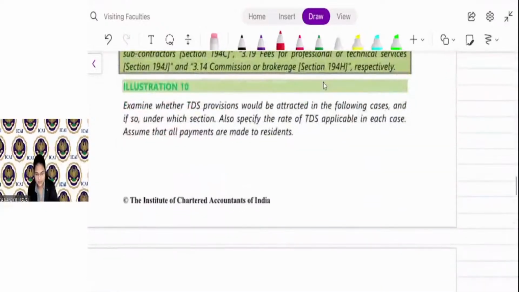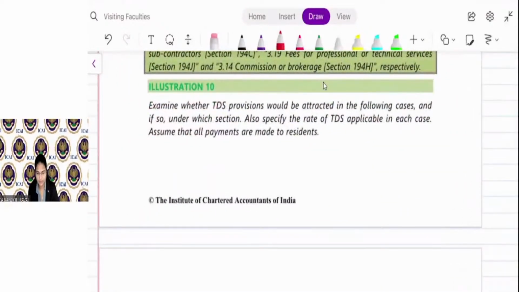So let us discuss illustration number 10. Examine whether TDS provision would be attracted in the following cases, and if so, under which section. Also specify the rate of TDS applicable in each case. Assume that all payments are made to a resident, that is the payee is resident.